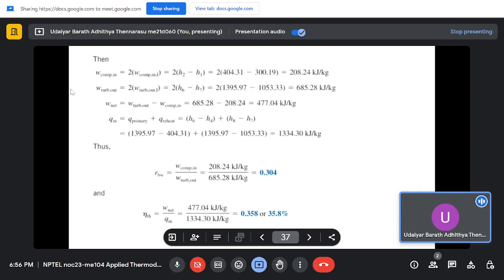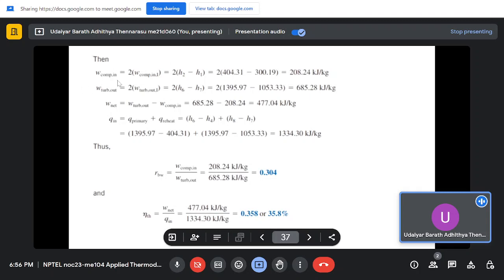Similarly, the turbine output is twice the work produced in a single turbine. So it will be 2 into H6 minus H7. So 2 into 1395.97 minus 105.33, which comes out to be 685.28 kilojoule per kg. So the net work, the turbine output minus compressor input, comes out to be 477.04 kilojoule per kg.